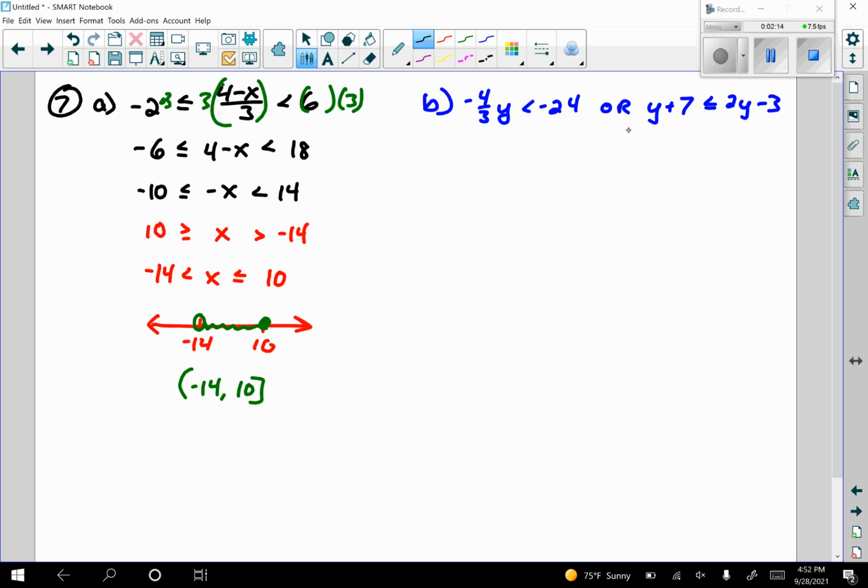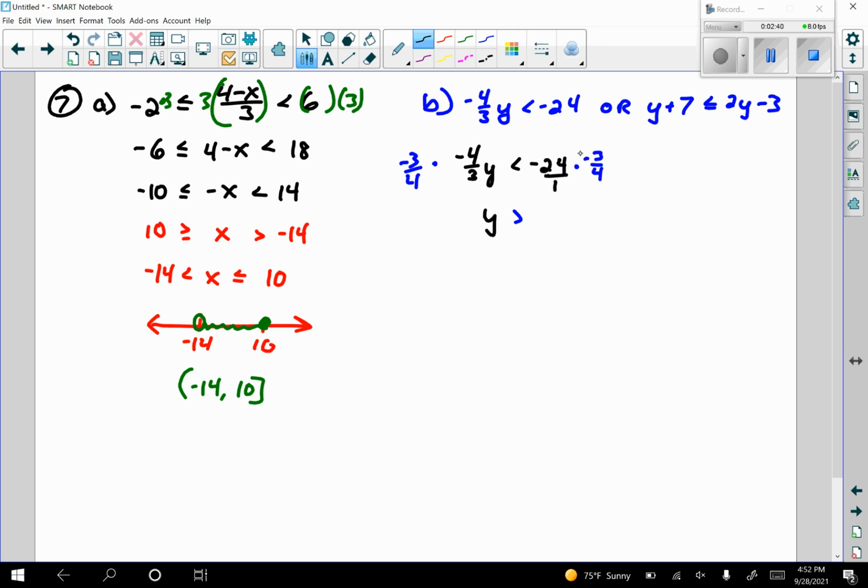Okay, now for B, I'm just solving each one individually here. So I want to start by multiplying both sides here by a negative 3/4. So that's actually going to flip my sign. So I want to multiply this side by a negative 3/4. Technically I should be flipping the sign here, but just to show us now, our sign will flip. This will leave us with a y.